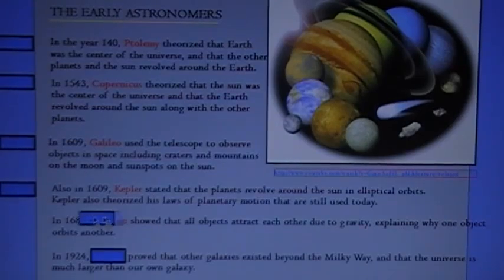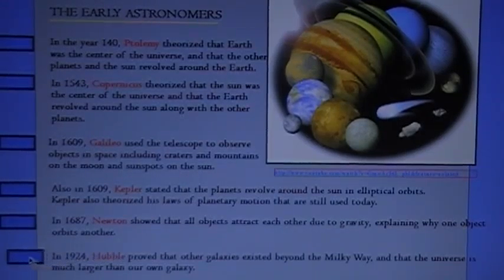In 1687, Sir Isaac Newton comes along and shows us how objects attract each other due to gravity. And this explains why one object orbits another. In 1924, another famous man named Edwin Hubble proved that other galaxies exist beyond the Milky Way and that the universe is much, much larger than our own galaxy. And this really opens the doors to how vast and how wide open space really is.